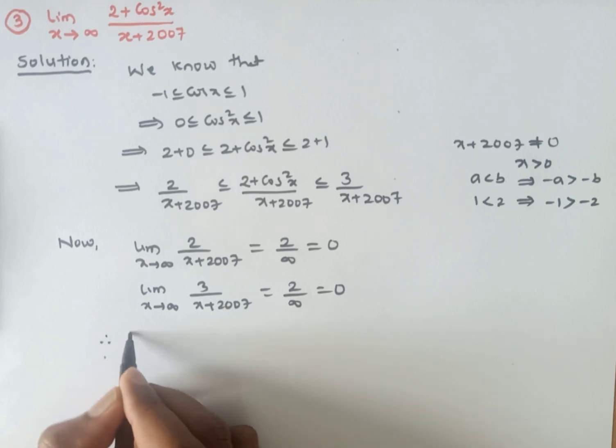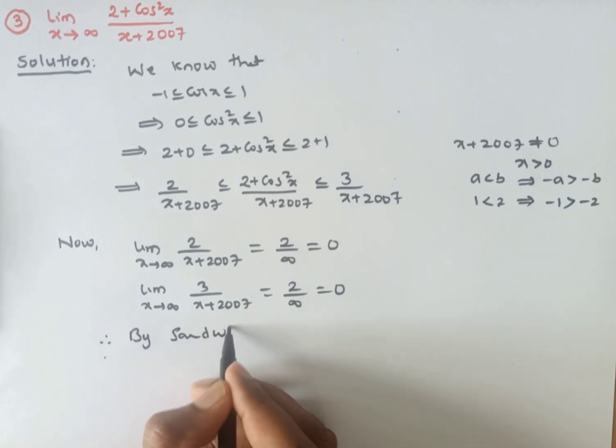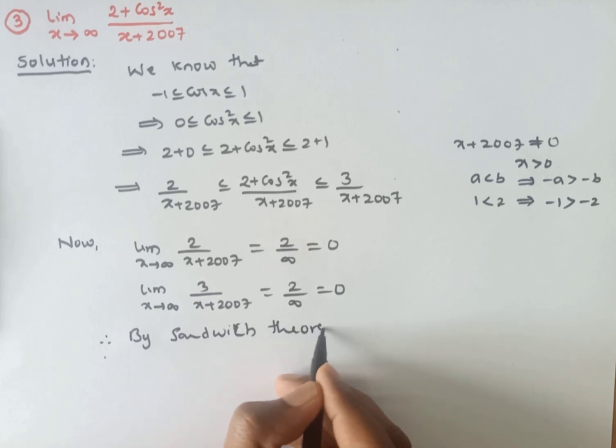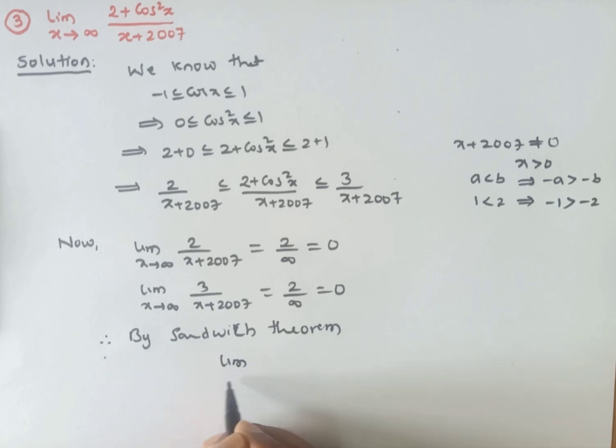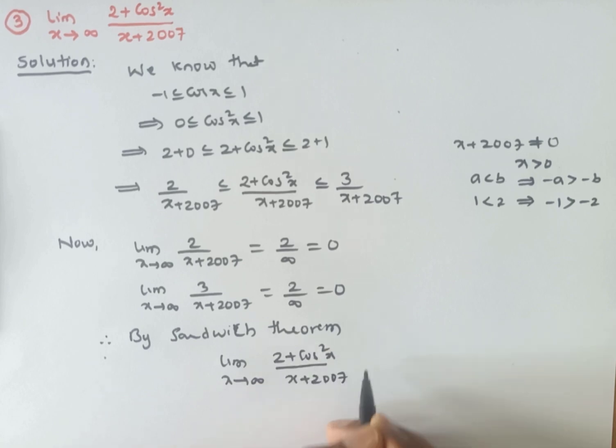So therefore by Sandwich theorem, what is the limit for the given problem? By Sandwich theorem, the limit as x goes to infinity of (2 plus cos square x) by (x plus 2007) is also 0.